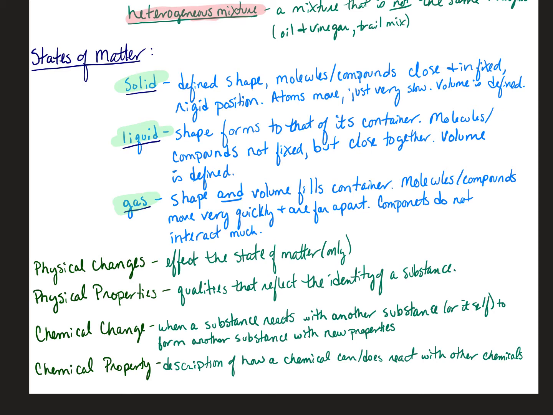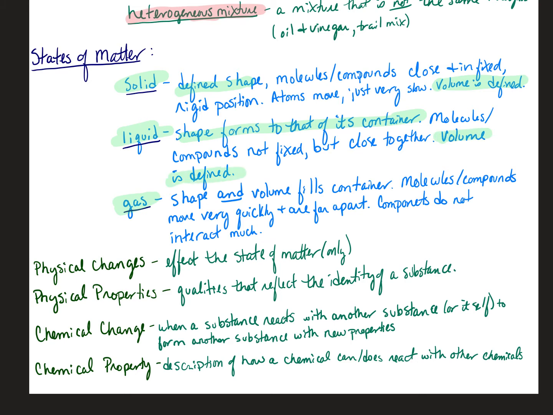Okay, so solids have a defined shape. Their molecules are still moving. They're just in a close arena, right? And they're fixed and they're not going to move very much. So they're moving really slowly. They might vibrate, they might jiggle and wiggle a little bit, but that's pretty much it. The volume of a solid is defined. Liquids, their shape forms to that of the container. So the shape is more amorphous, and the volume though is defined.